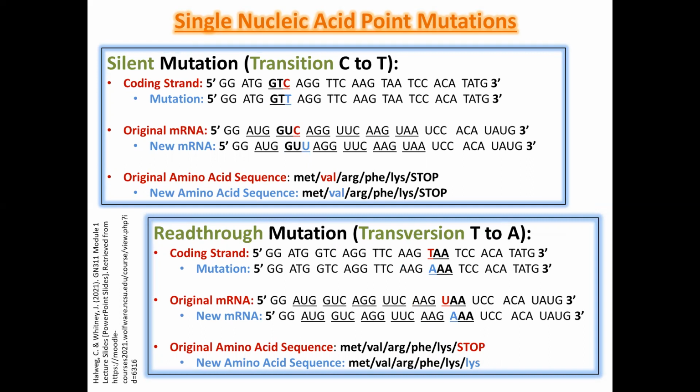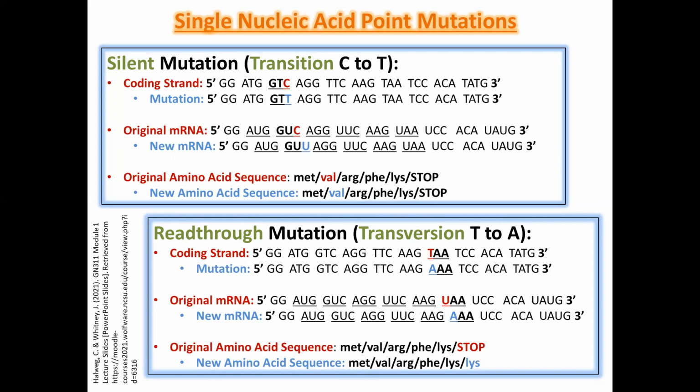We see the 3rd cytosine on the 2nd codon here becomes a thymine on the mutated strand, showing a transition from cytosine to thymine. This now changes the mRNA sequence from GUC to GUU. Our codon chart shows that these 2 codon sequences result in the same amino acid being added.